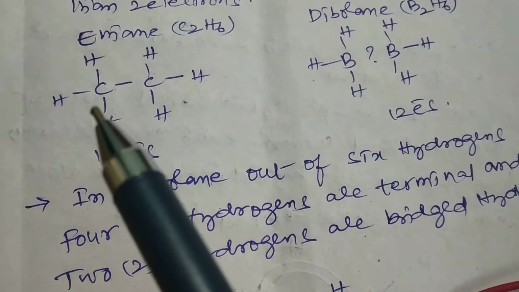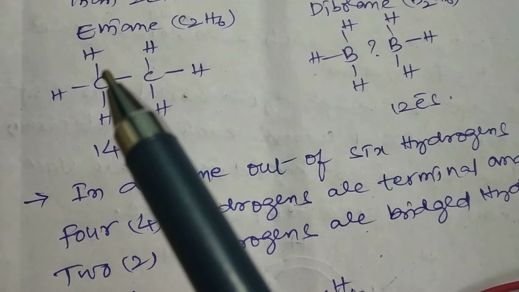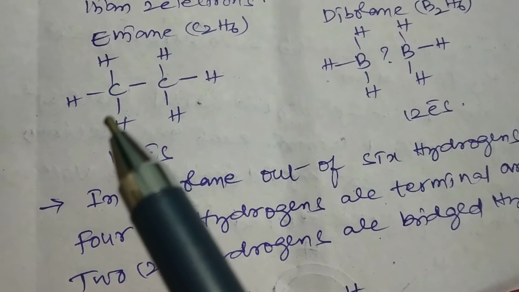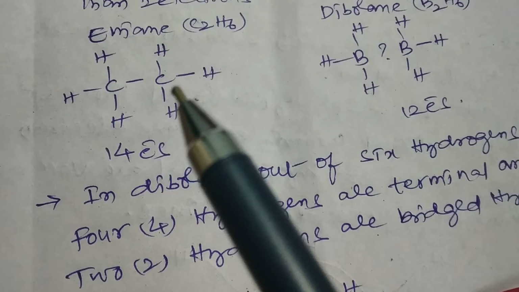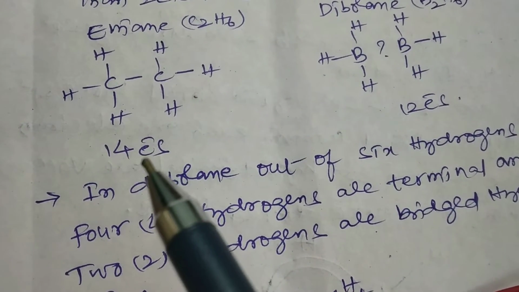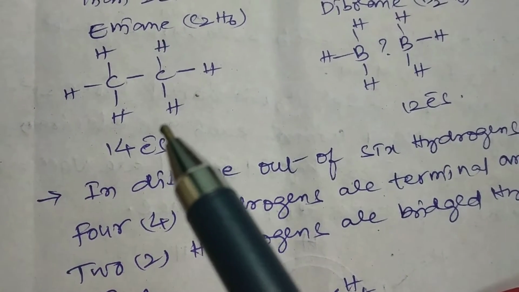Carbon has 4 valence electrons, so 4 bonds are present, with 3 hydrogen atoms bonded to the carbon. So there are a total of 14 electrons. Each bond represents 2 electrons, totally 14 electrons.